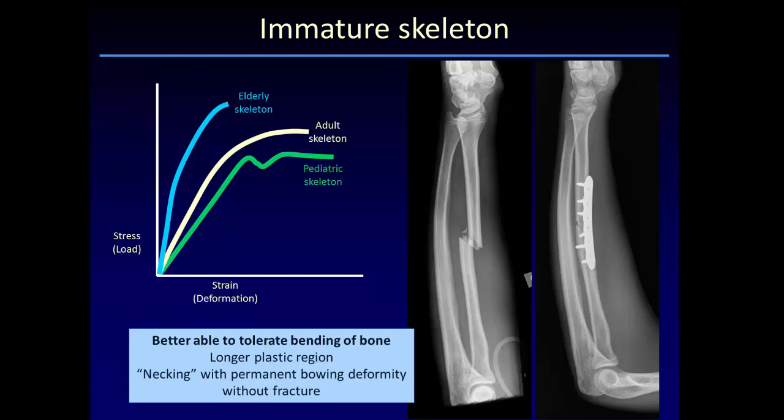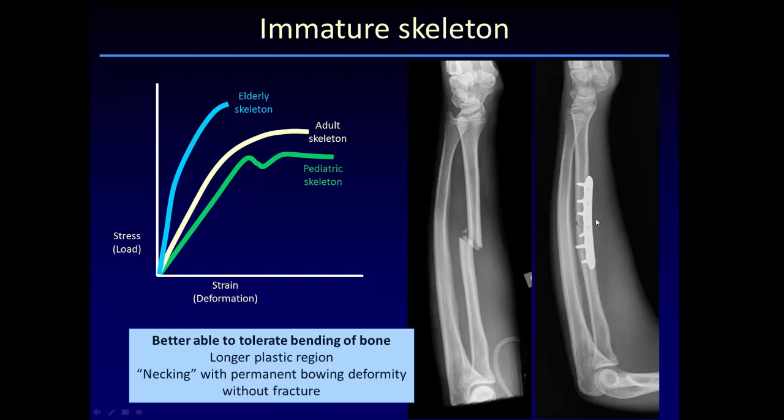It is able to deform without failing, and in fact there's a peculiar zone in here that's called a necking area, where a permanent bowing deformity can develop without a fracture. And here we illustrate an example. There's a fracture, obviously, of the distal radius, but notice the bowing deformity of the ulna.